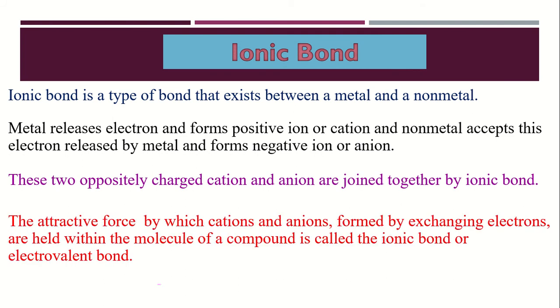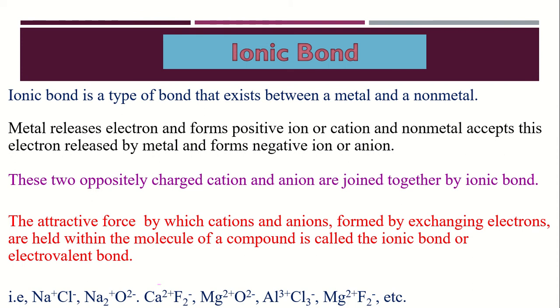So what is ionic bond? The attractive force by which cations and anions formed by exchanging of electrons are held within the molecule of a compound is called the ionic bond, or it can be also called electrovalent bond.